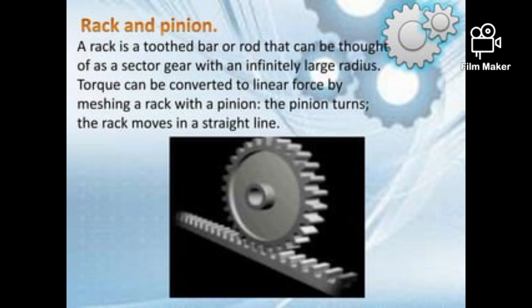The next type of gear is rack and pinion. So what is rack and pinion? A rack is a toothed bar or rod that can be thought of as a sector gear with an infinitely large radius. In a rack and pinion, torque can be converted to linear force by meshing a rack with the pinion. The pinion turns, the rack moves in a straight line.